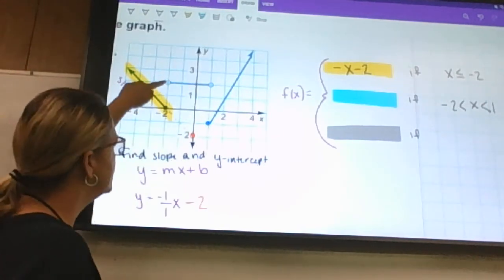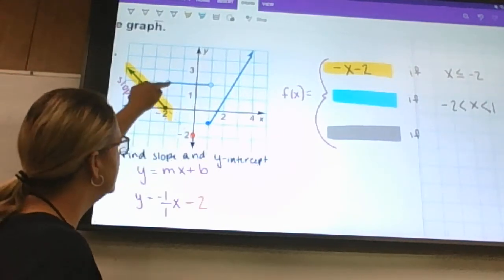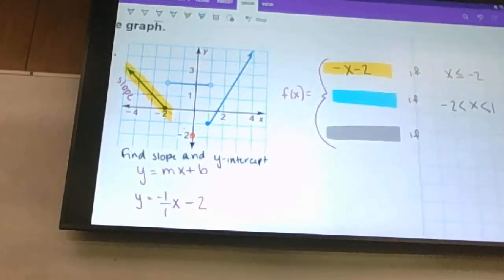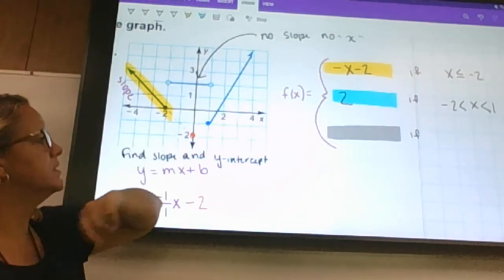It's a flat. There's no slope. There's no rise over run. It's in the constant family. That's y equals 2. So I just put a 2. No slope. The most boring lines out there. No slope means there's no x in the equation. Just identify where it's going, and it's a 2.